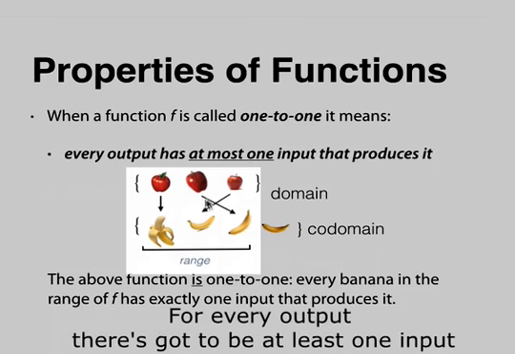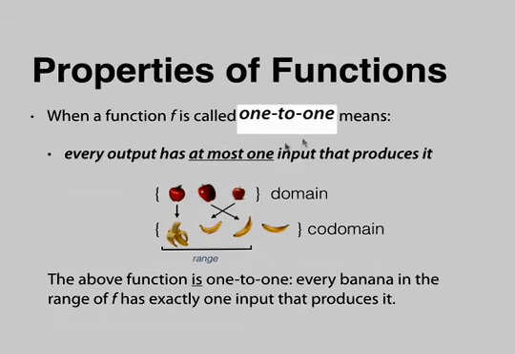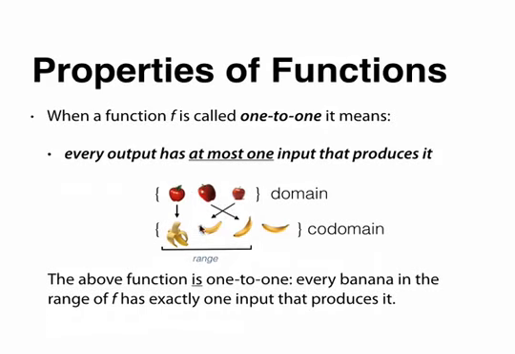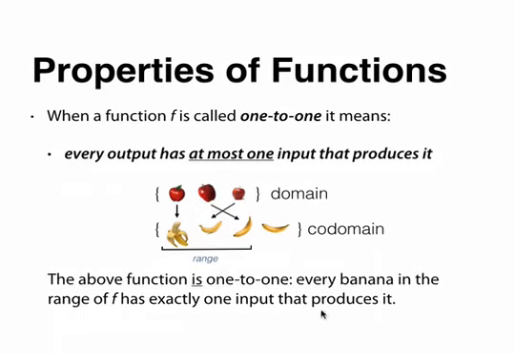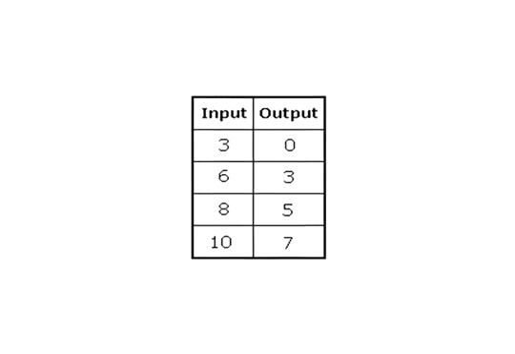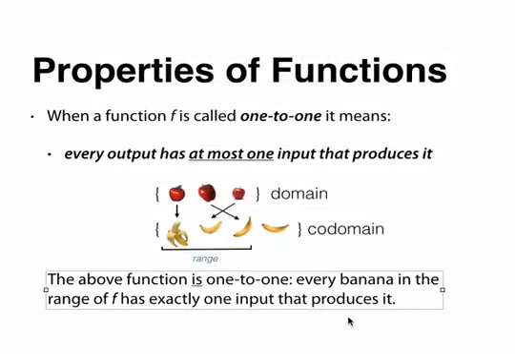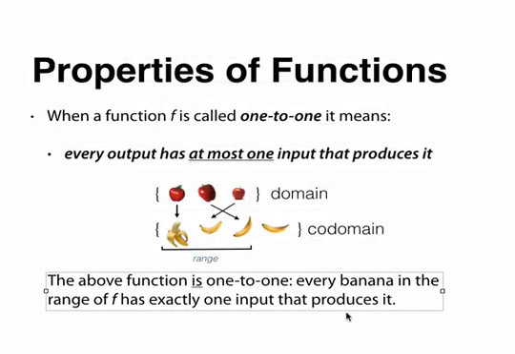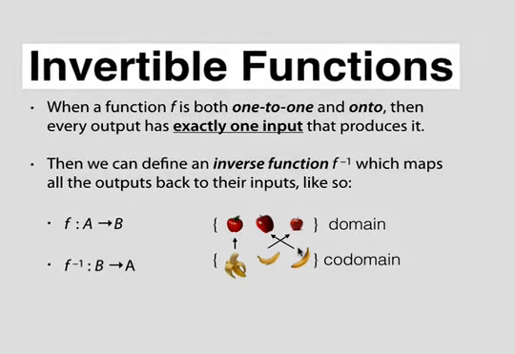So for every output, there's got to be at least one input. But since this is 1 to 1, it's also at most one input. It's at least one input, and it's at most one input. That's why it's exactly one input, right? Well, if you've got exactly one input for every output, then you've got exactly every output for every input. We have a term for that. We say that the function, in that case, is invertible.